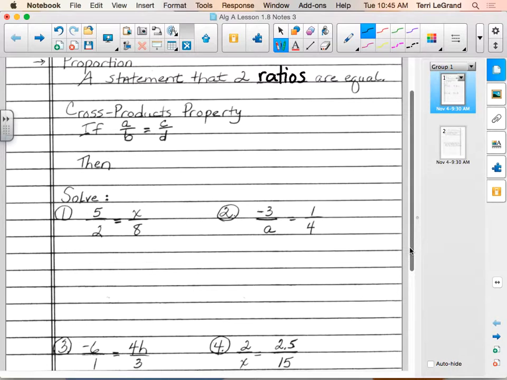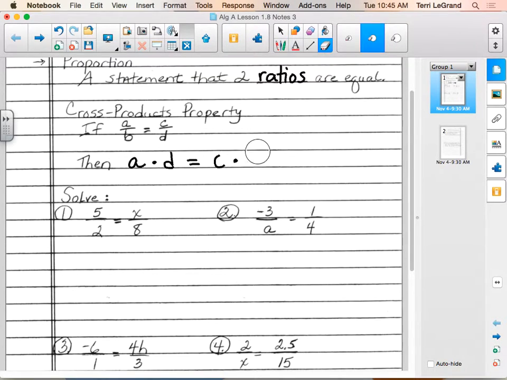Okay, yeah. So if you take the numerator of one of them, we're going to start with A, and you multiply it not by its own denominator, but by the denominator of the other ratio, you should get the same result as if you multiply the other numerator times the remaining denominator, C times B. A times D equals C times B.